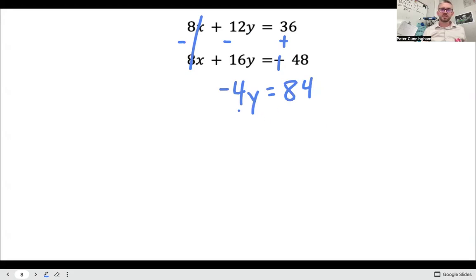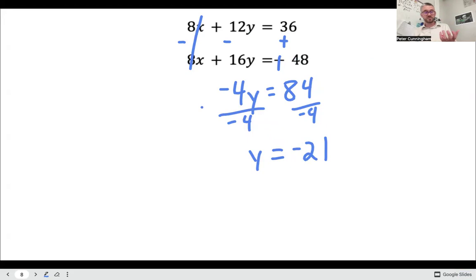Okay. So divide both sides by negative 4. And that should give you y equals negative 21. Now, this is tough, especially when there's negatives involved. So you might like double check that one. I'll go with the top one just because it's smaller numbers, a little bit.